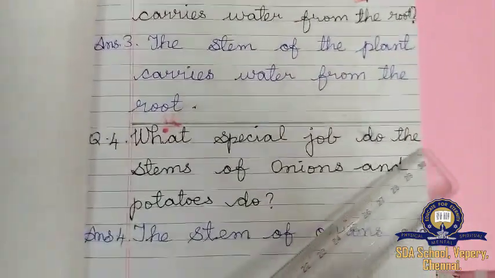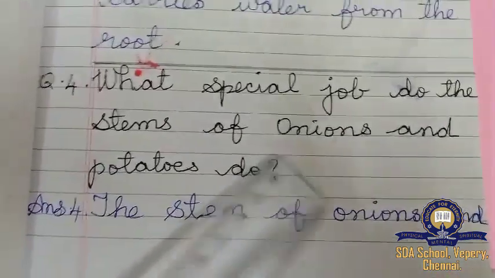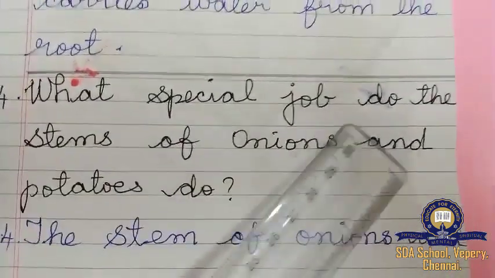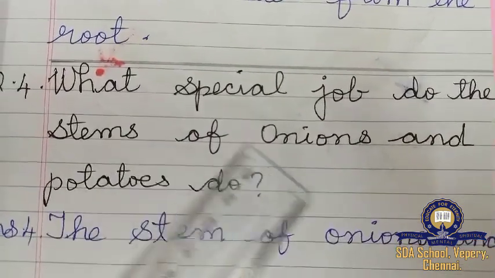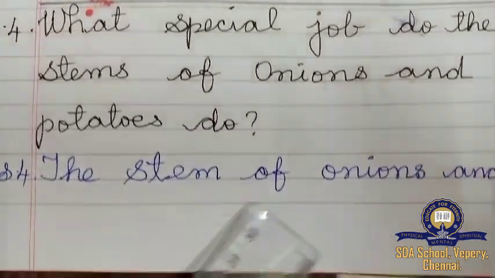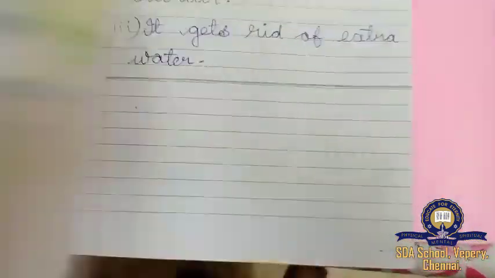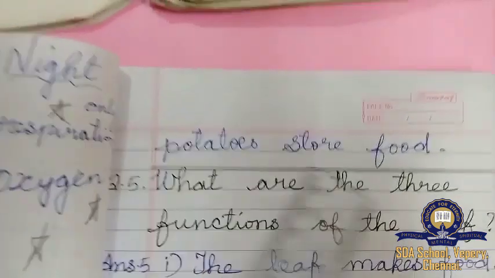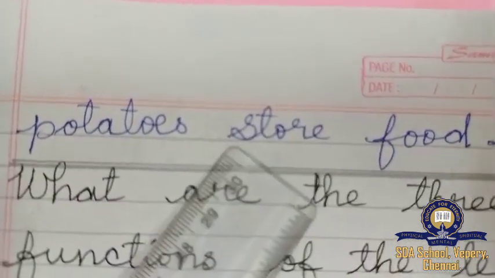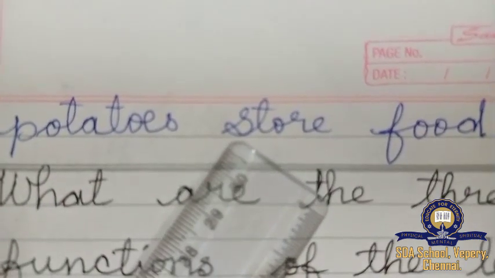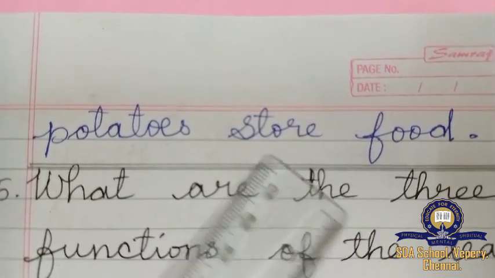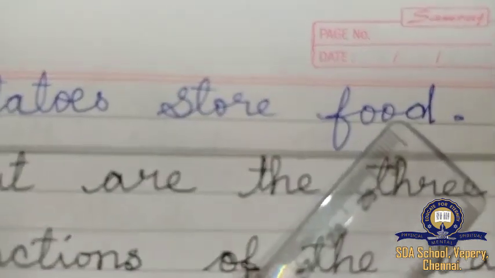What special job do the stems of onions and potatoes do? The stems of onions and potatoes store food. Okay, what do they do? They store food. Store spelling, S-T-O-R-E, store. Food, F-O-O-D, food.